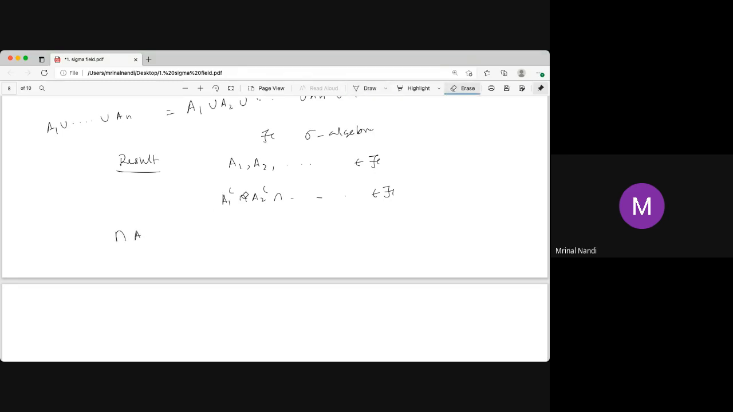Again, it is just using this result. The intersection of the a_i over i equal to 1 to infinity is nothing but you take the complement of all the a_i, take the union, and then take their complement. So this is De Morgan's law. Since the a_i are in F, the complements are in F, the unions are in F, and again the complement is in F. So this intersection is in F.